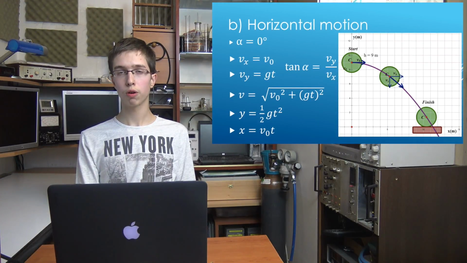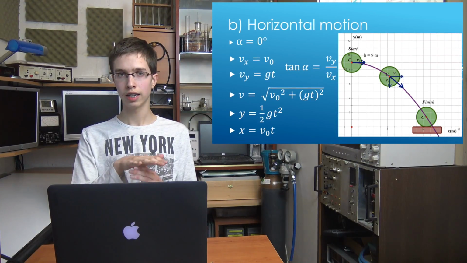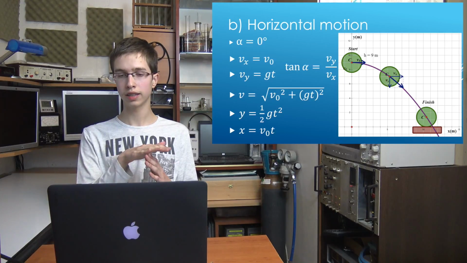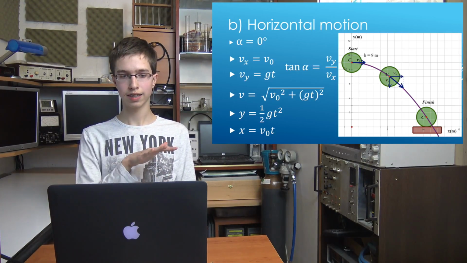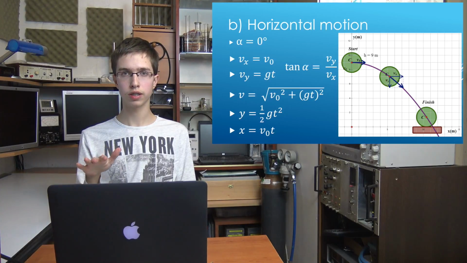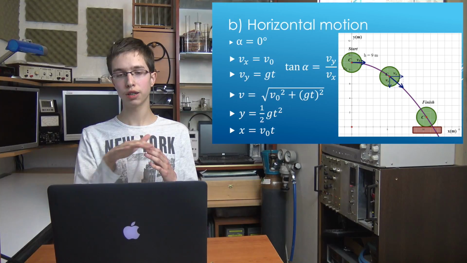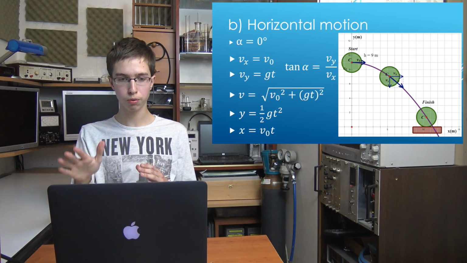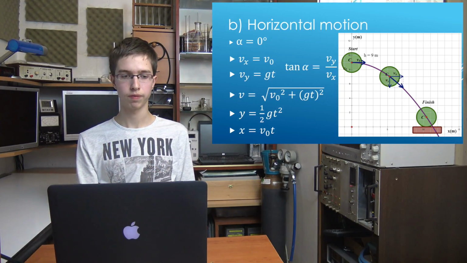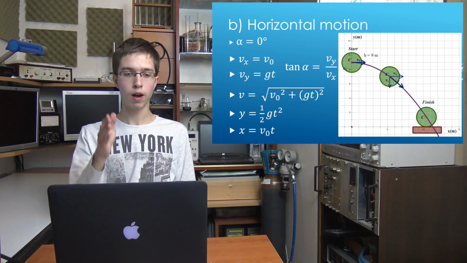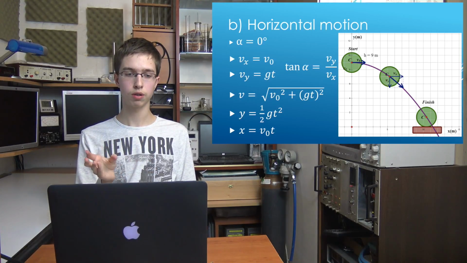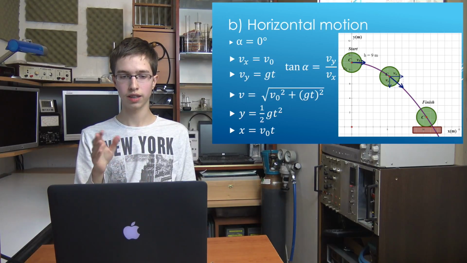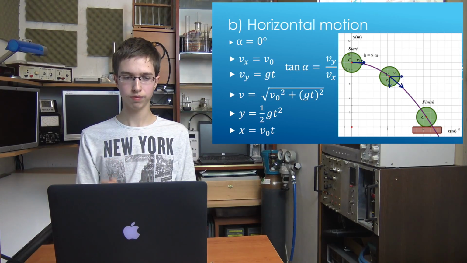And now we have horizontal motion, where the angle is 0 degrees because it is in the horizontal direction. And the x-axis component of velocity is always the same, and it's equal to the zero velocity, the velocity at which the body is thrown at the starting point. And the y-axis component is the product of g times t, so of acceleration and time, so it changes.